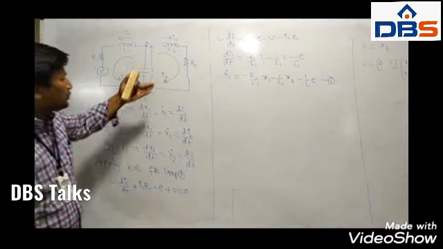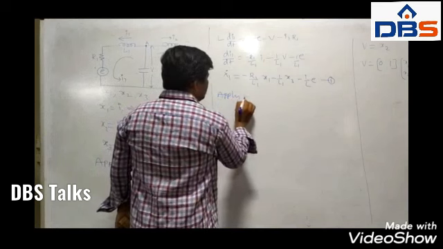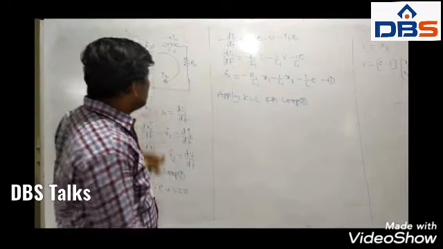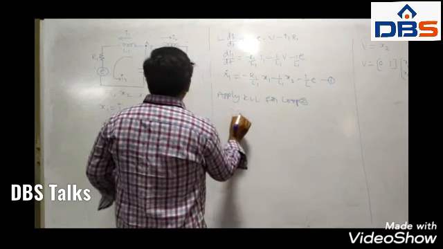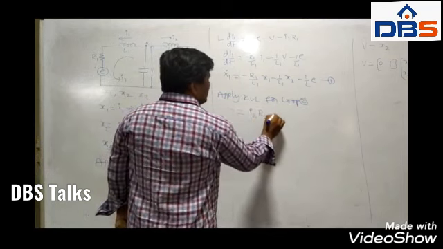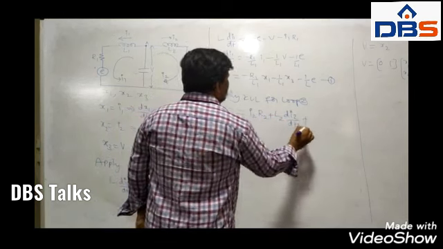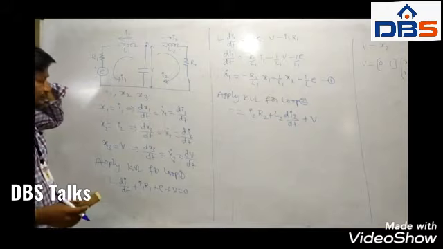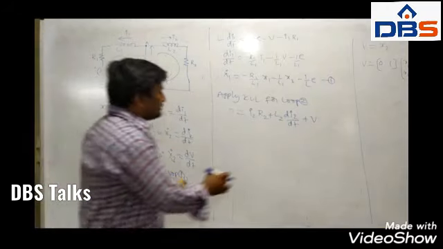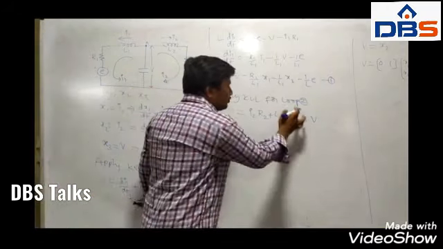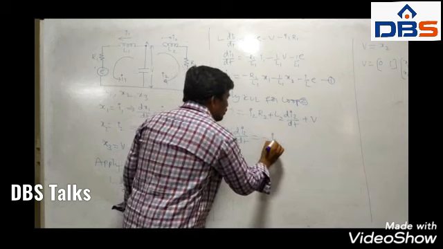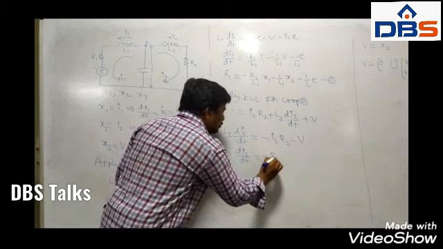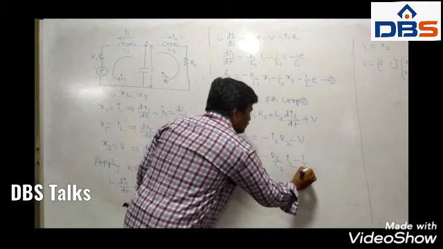Now apply KVL for loop 2. There is no input to the output side, so 0 equal to I2 R2 plus L2 di2 by dt plus V. In this equation we want di2 by dt, so L2 di2 by dt equal to minus I2 R2 minus V. Now di2 by dt equal to minus R2 by L2 I2 minus 1 by L2 V.